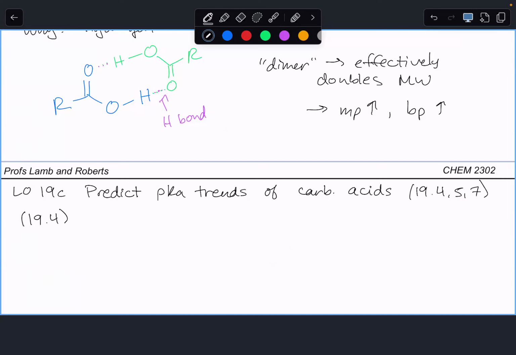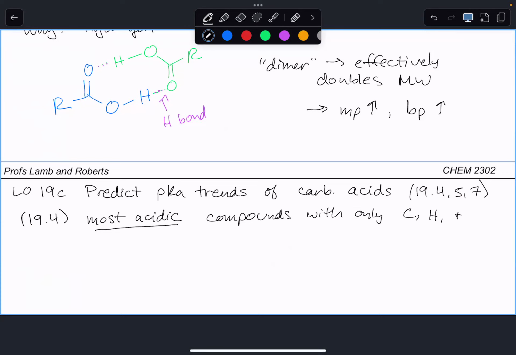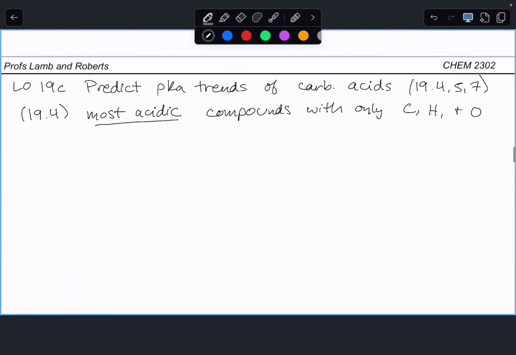acid-base chemistry, right? So carboxylic acid. The reason that acid is in the name is because it is the most acidic compound with only carbon, hydrogen, and oxygen atoms, right? We can get much stronger acids when we introduce sulfur or heteroatoms, right? But with just carbon, hydrogen, oxygen, carboxylic acids are the most acidic. Okay, so that means that they're pretty easy to deprotonate.